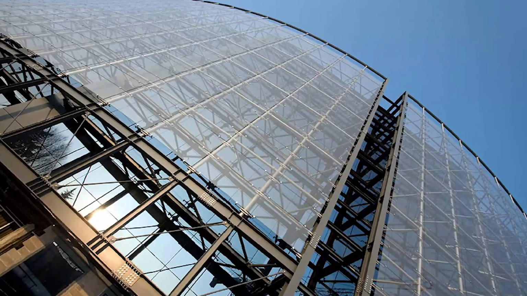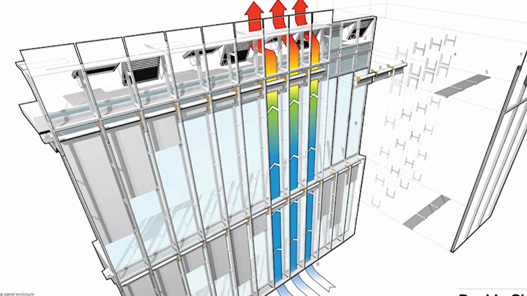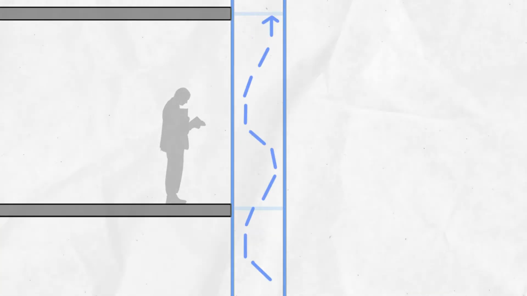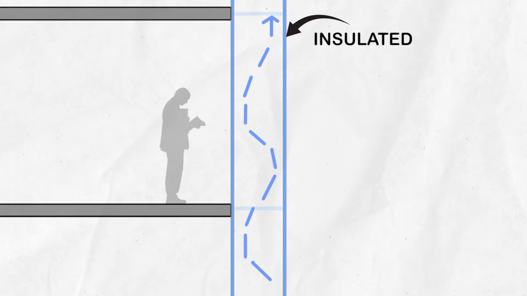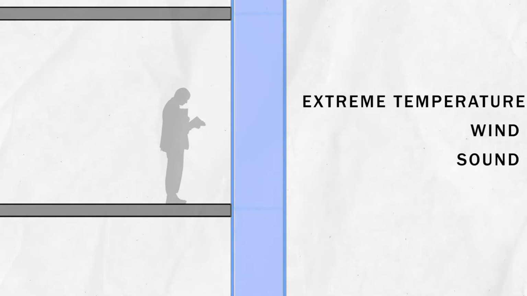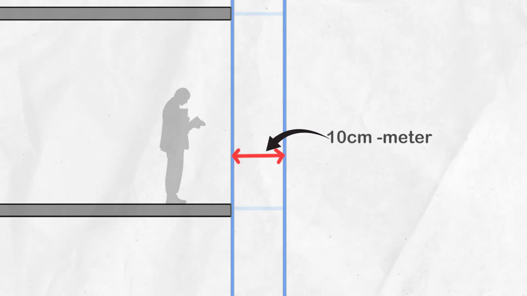Double skin facade system is a new technology for our energy efficient building design. It is normally a pair of glass separated by an air corridor. The main layer of glass is usually insulated. The airspace between the layers of glass acts as insulation against extreme temperature, wind, and sound. The width of the cavity can range from 10 cm to a meter.